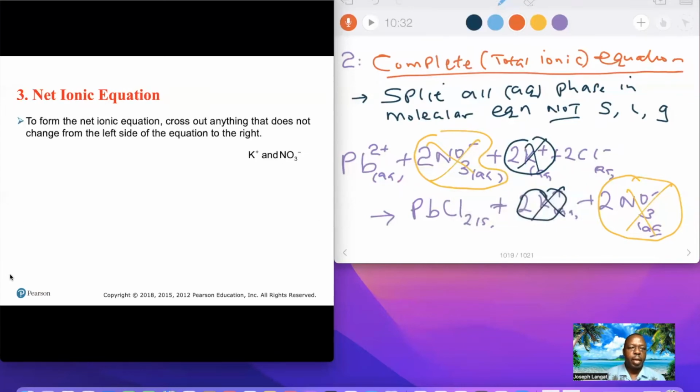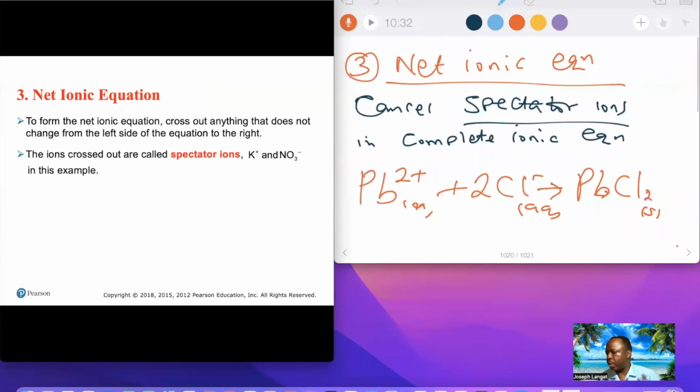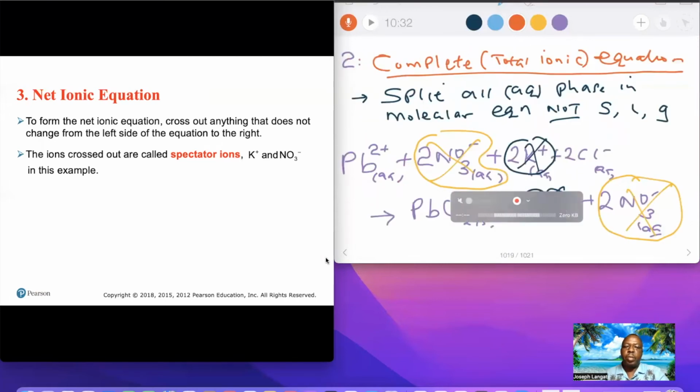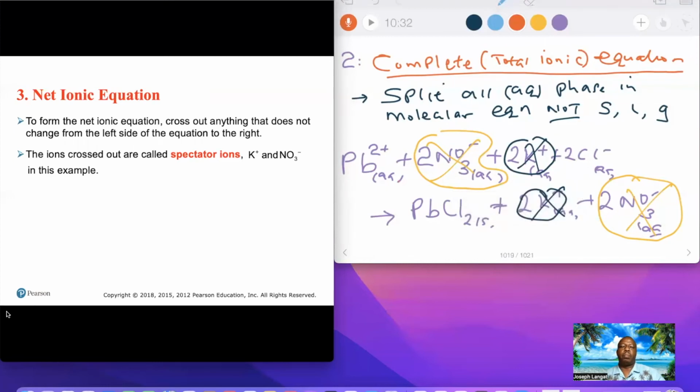And then lastly, net ionic equation, we cancel the spectator ions. To form the net ionic equation, cross out anything that does not change, that looks the same on either side. We call these spectator ions. The ions crossed out are called spectator ions. Nitrate, you see how I cancel this? Nitrate and potassium cancel out because they are spectators, they don't participate in the formation of the solid.